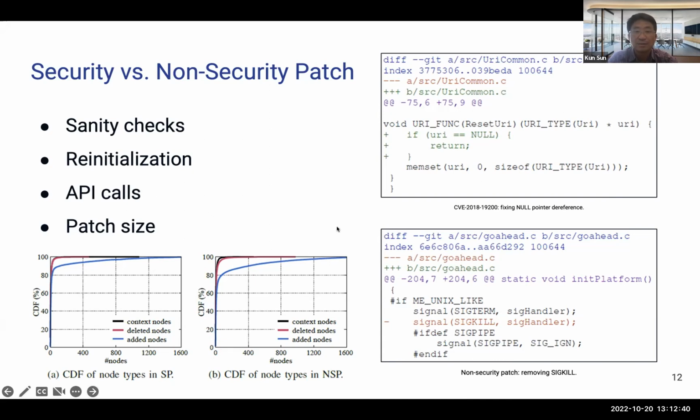Another thing is that there is already a lot of work that can identify vulnerabilities. That's also why we had the confidence from the beginning that we can distinguish security patches from non-security patches, because a security patch is trying to fix a vulnerability as in the pre-patch version.